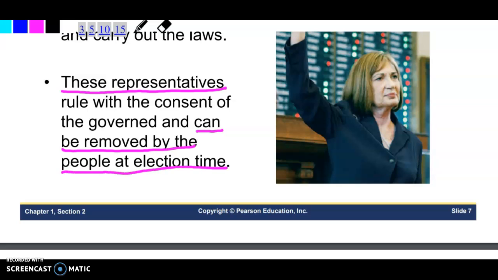So the difference between direct and indirect. In a direct democracy, the people actually vote and make the laws themselves. In an indirect democracy, you elect agents, aka representatives or senators for your state, and those representatives make and carry out the laws. And we have these representatives based on elections.